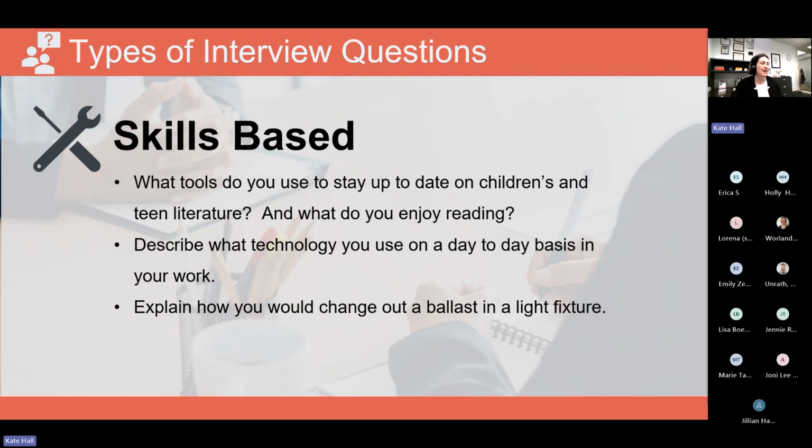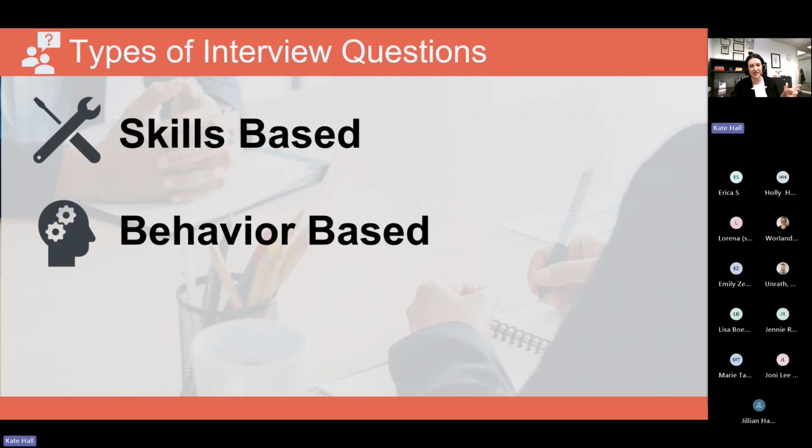position needs. The next is behavior-based questions. So I'm curious, has anyone used behavior-based questions before? This is where you ask someone, how would you do this? Or how would you respond? And if you have used behavior-based questions, do you have any that you've liked, that you've used when you are asking interview questions? You can go ahead, if you've done any, and share in the chat.